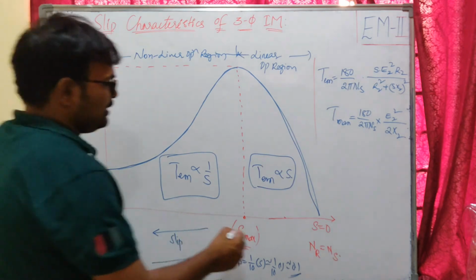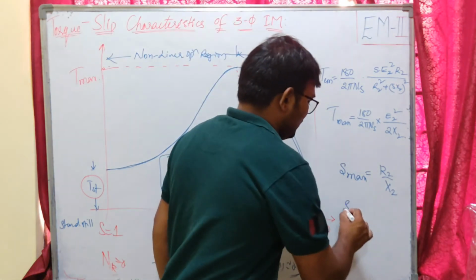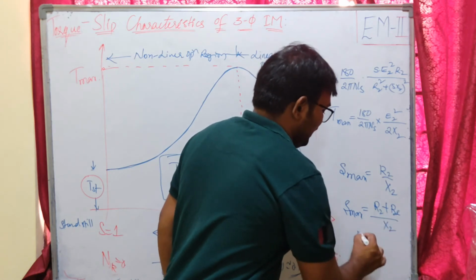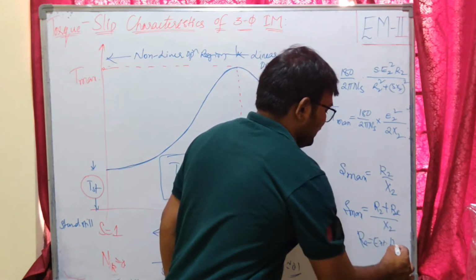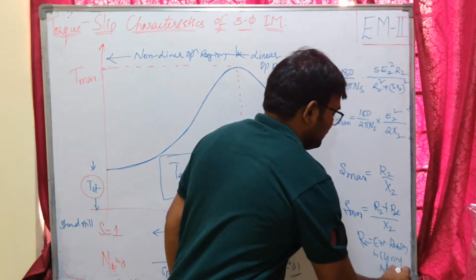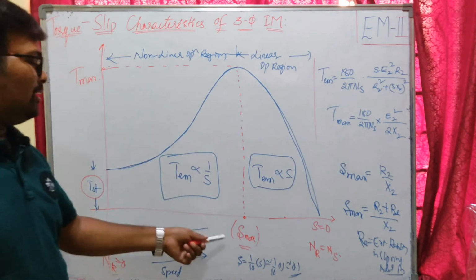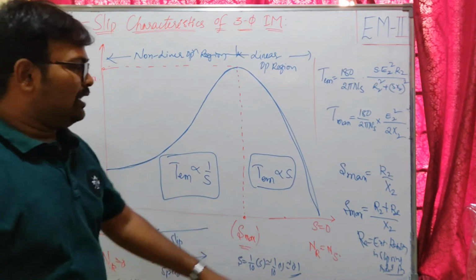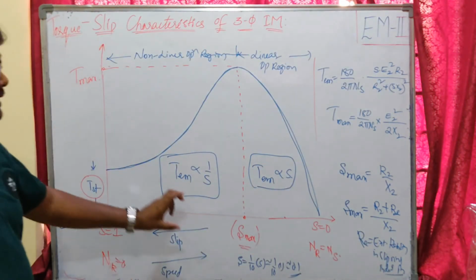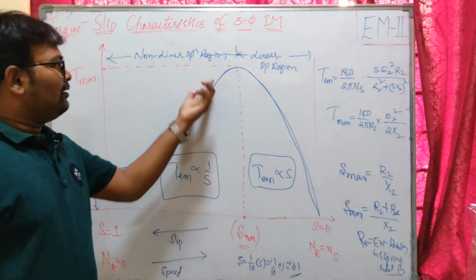Okay, this s max is equal to R2 by X2, and in a slip ring induction motor you can add external resistance, that is R2 plus RE. RE is nothing but external resistance that can be added in a slip ring induction motor. So this external resistance will not change the value of maximum torque, but it can change the point at which our maximum torque occurs. That means whenever our s max is shifted to this point, our T max will be shifted to this point.